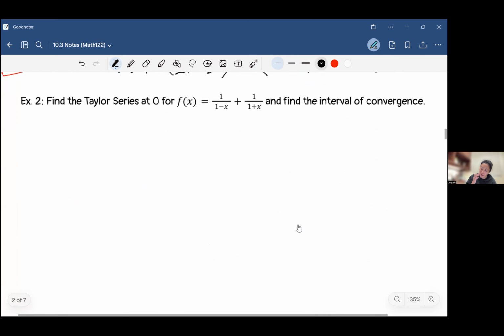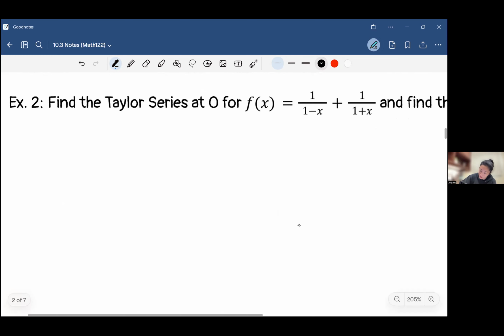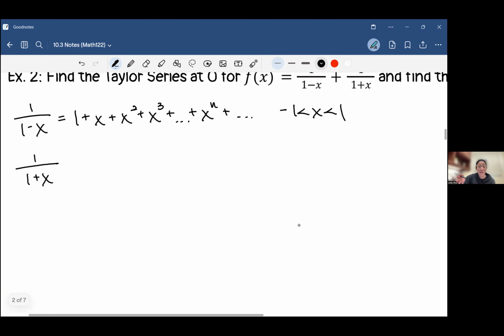All right. Example 2, find the Taylor series at 0 for f of x equals 1 over 1 minus x plus 1 over 1 plus x, and find the interval of convergence. So we've got 1 over 1 minus x. This one is 1 plus x plus x squared plus x cubed plus all the way to x to the n plus, and I keep going. And this one has an interval of convergence between -1 and +1. Now, remember we were talking earlier about how 1 over 1 plus x is very similar, except this one is an alternating series.